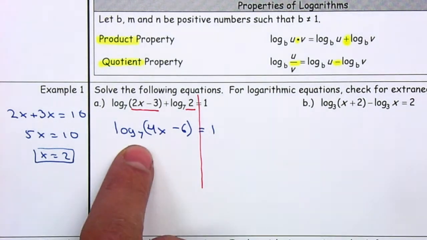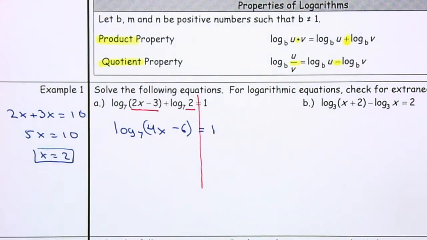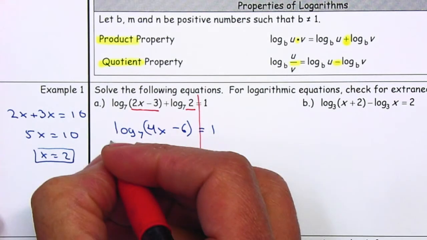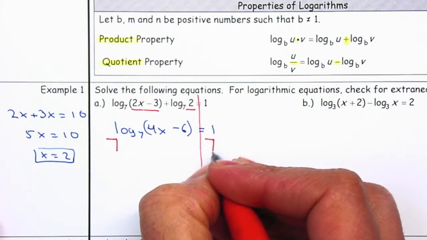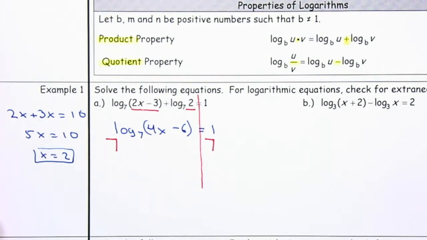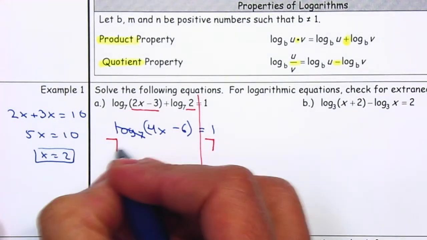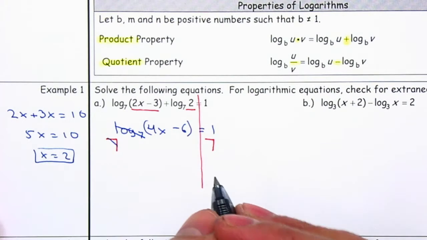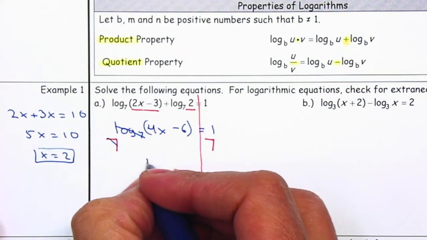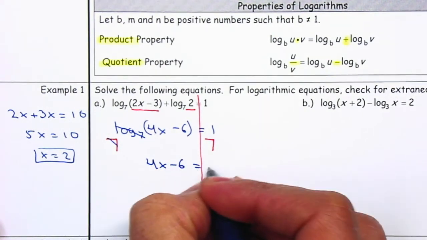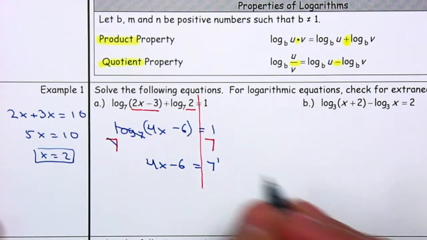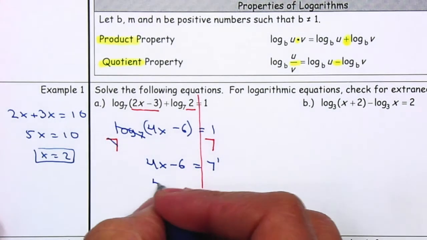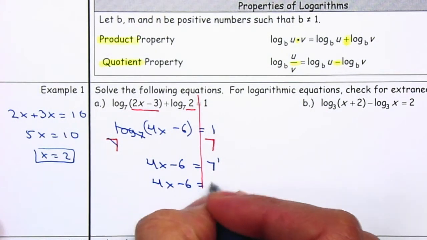Now I can get rid of the log base 7. The inverse of a log is a base. We're going to exponentiate base 7 on both sides. Now the log base 7 and the base 7 cancel. We have 4x minus 6 is equal to 7 to the first power. 7 to the first power is just 7, so 4x minus 6 is equal to 7.